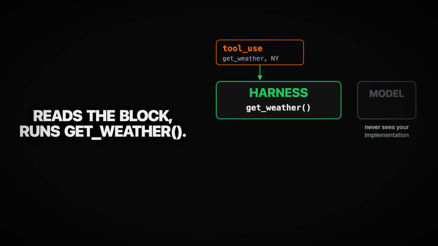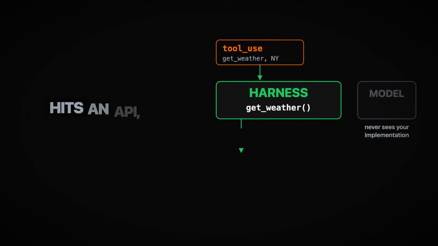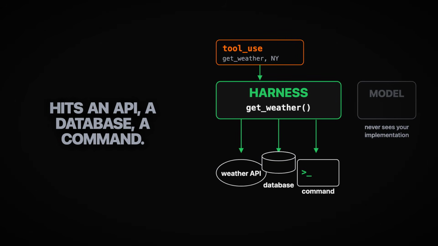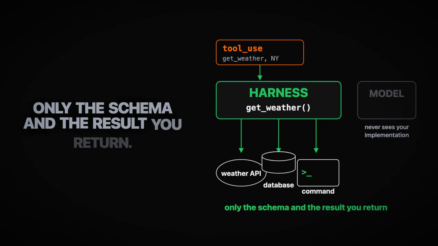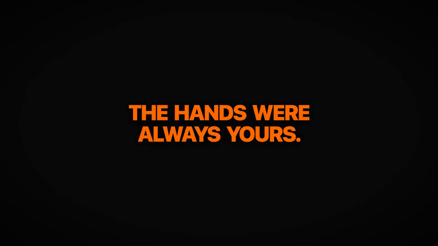Your code, the harness, reads that tool use block, pulls out the arguments, and actually runs getWeather. Maybe it hits a weather API, queries a database, shells out to a command. The model has no idea how. It never sees your implementation, only the schema you gave it and the result you hand back. The hands were never the model's. They were always yours.